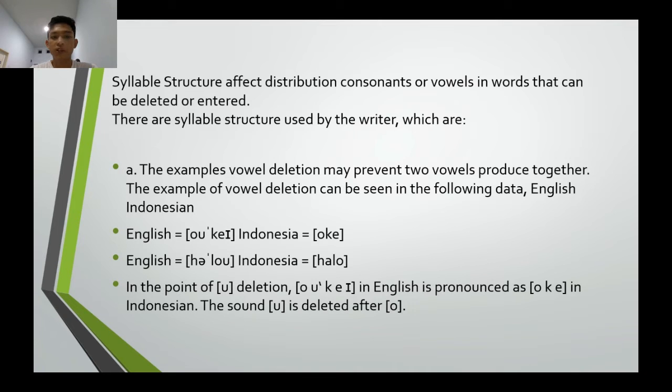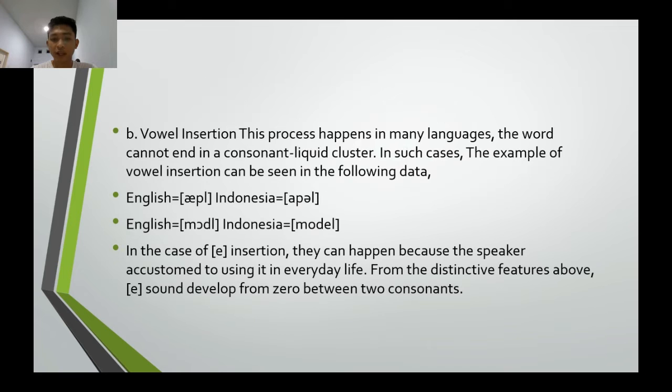The example of vowel deletion can be seen in the following data. English, Indonesia. In English, okay. Indonesia, okay. In English, hello. Indonesia, hello. And the point is U deletion: okay in English is pronounced as okay in Indonesia. The sound U is deleted after O.